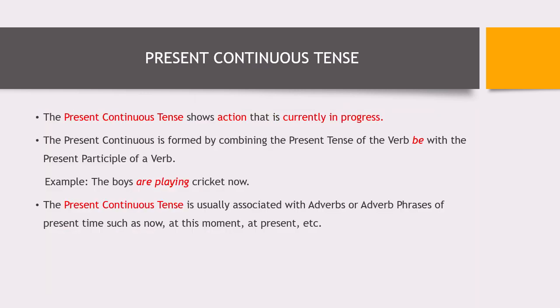Present continuous tense. The present continuous tense shows action that is currently in progress. The present continuous is formed by combining the present tense of the verb be with the present participle of a verb. Example. The boys are playing cricket now. The present continuous tense is usually associated with adverbs or adverb phrases of present time such as now, at this moment, at present, etc.